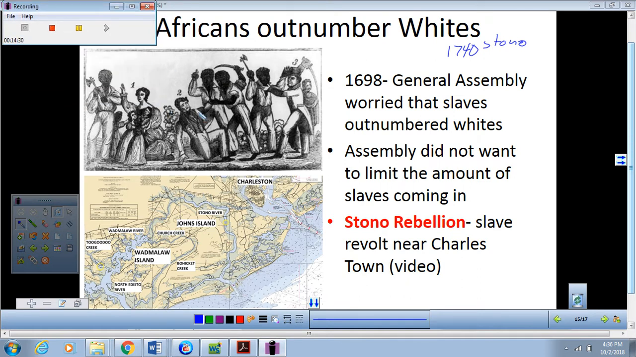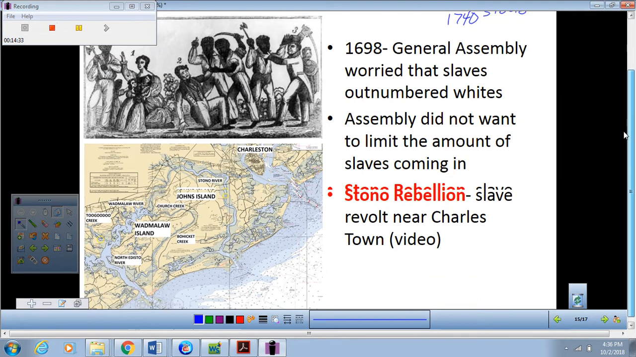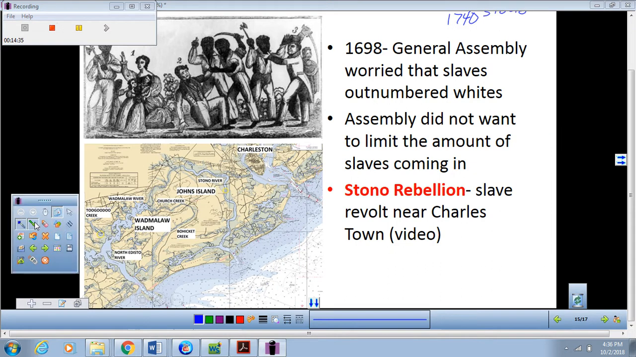This is a picture of a slave rebellion. Here's the Stono River that we can see. Here's downtown Charleston. A little south and west of Charleston is where the Stono River is.